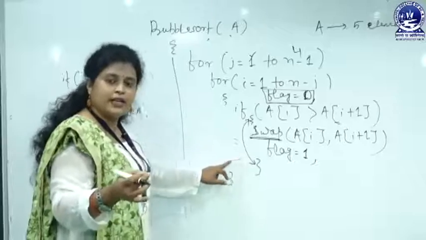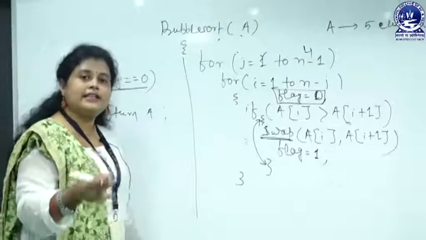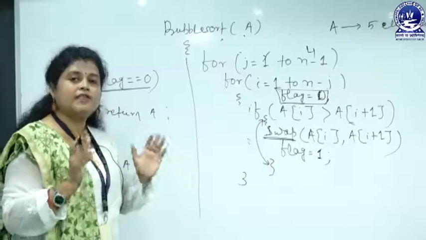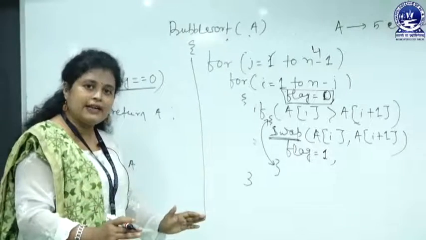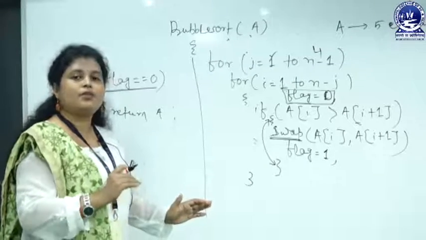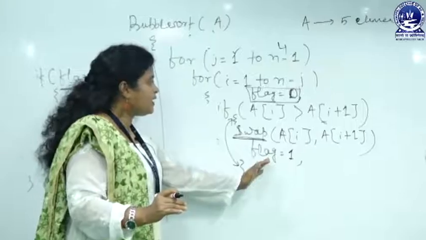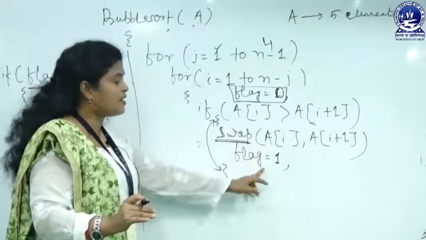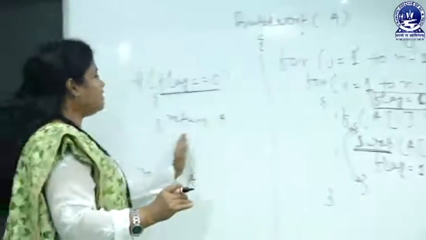Actually, what is happening here? Suppose you are taking a list that consists of 10 elements, and after the second iteration or third iteration, the list is already sorted and there is no more requirement of swapping. It means that the flag value remains 0, it is not converted to 1, and at that time we return the list.